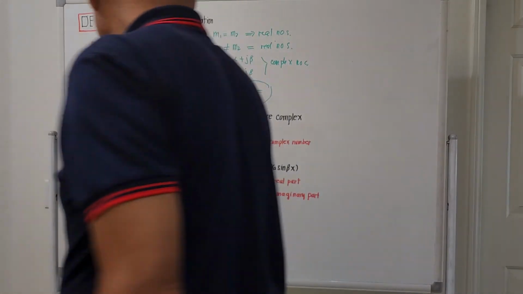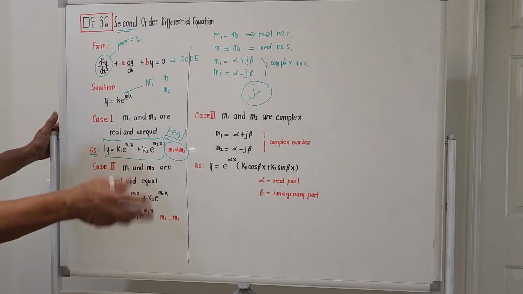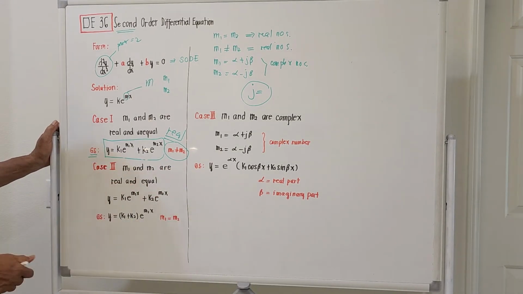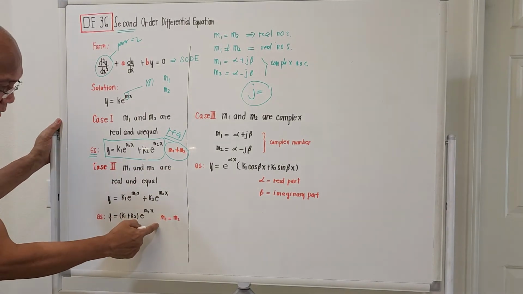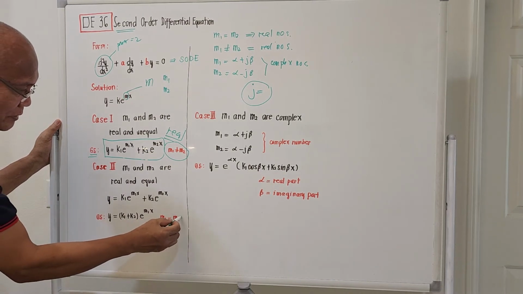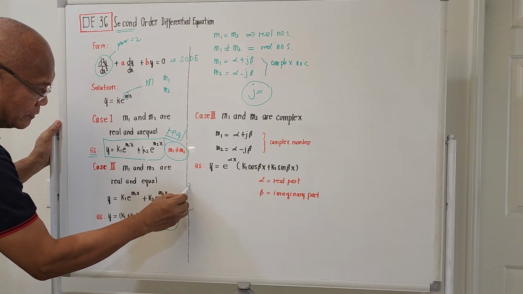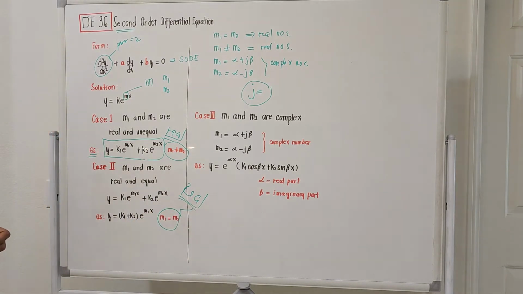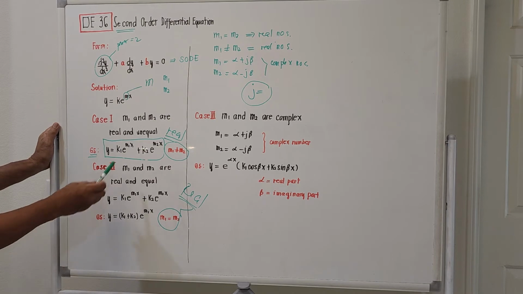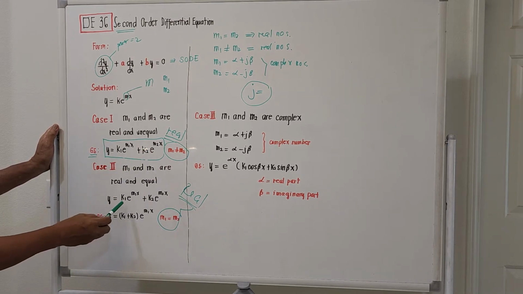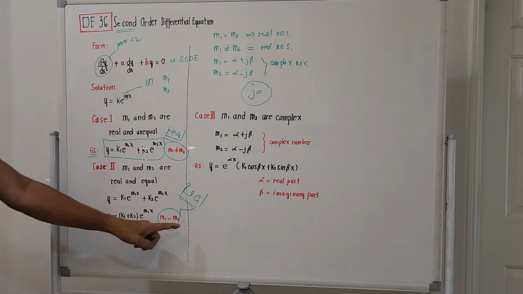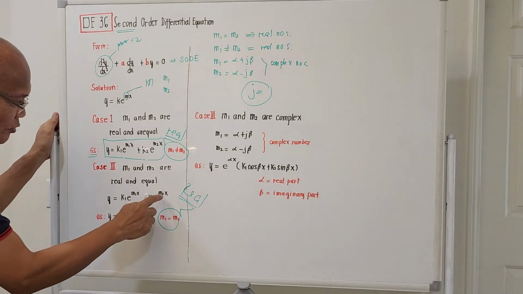Okay, let's proceed with case number 2. For case number 2, M1 and M2 are real and equal. M1 is equal to M2, and they are both real. If we try to bring out the general solution, we will follow this. Y should be K1 e raised to m1x plus K2 e raised to m2x. But since M1 is equal to M2, we could make this one as M1.